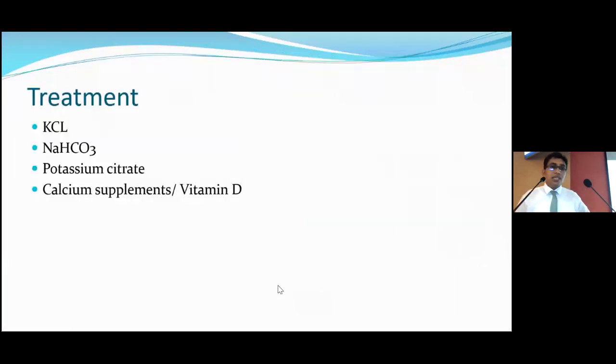How have we treated this patient? The treatment is that we have to correct the potassium value, and we have to correct the acidosis with replacement of an alkaline medium. We have to supply citrate, as they have hypocitraturia, so potassium citrate tablets are given. And as in the first patient, we had hypocalcemia. We have replaced it with calcium supplements and vitamin D.